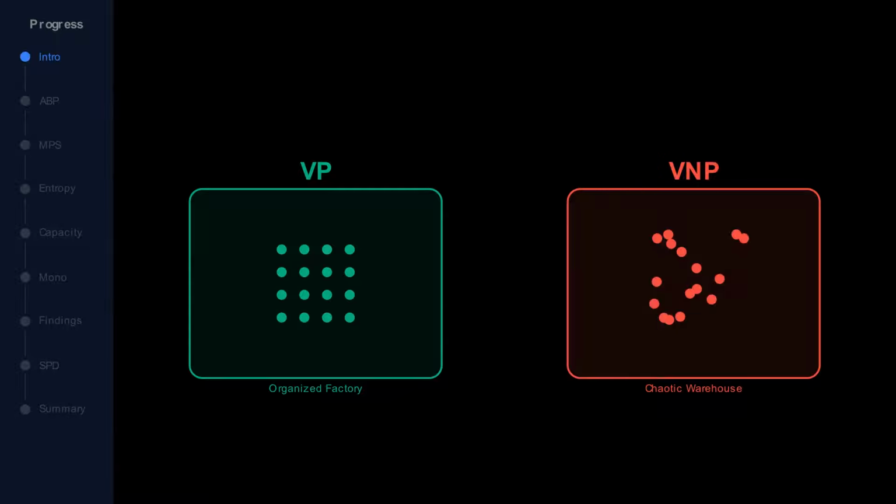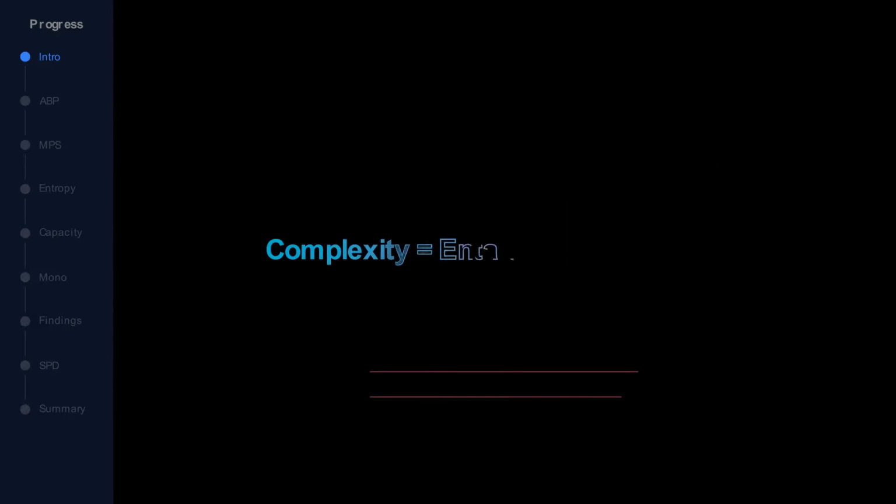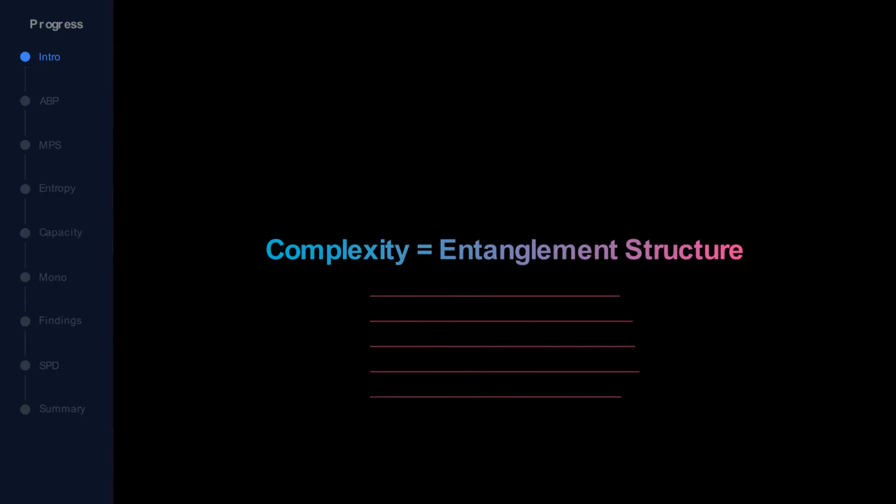Here's our key insight. We encode polynomials as quantum states. Why? Because quantum states have entanglement, like invisible threads connecting distant parts. Entanglement measures exactly how much plumbing our computation needs. The slogan to remember: complexity of a polynomial equals entanglement structure of its quantum state. More threads means more complex.